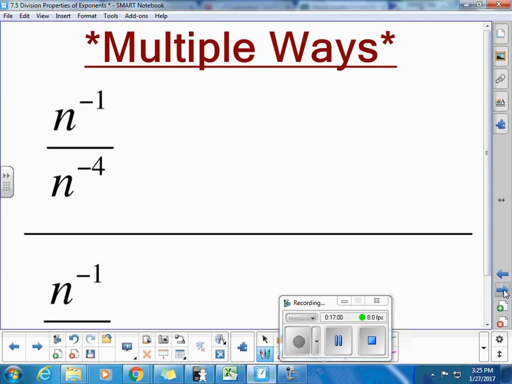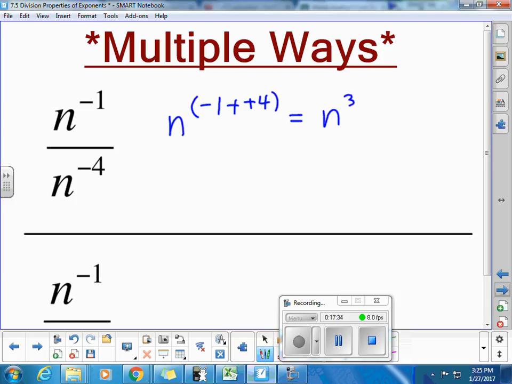So we learned division is the same as subtracting your exponents. So this is n to the -1 minus a -4. That's one of the rules. I don't like that rule because rules are hard to remember. I like to just think about what it really means. But this would give us n, and subtracting a negative is adding a positive. So that would be n to the third.